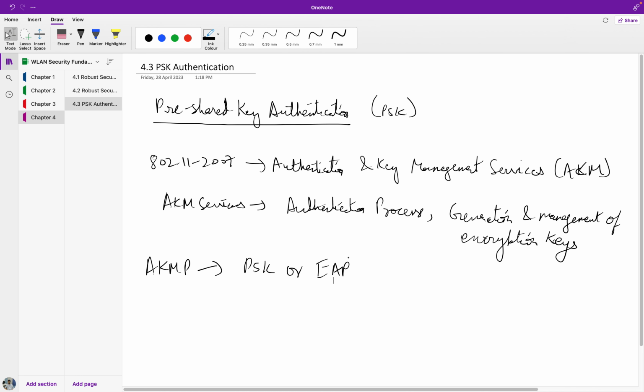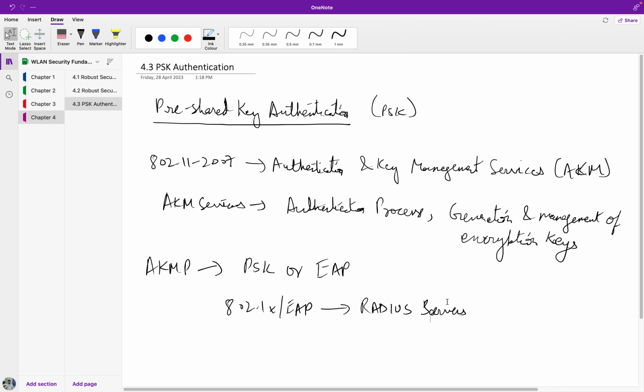Now 802.1X, also known as EAP authentication, requires a RADIUS server. I'm going to talk in a lot more detail about EAP in the coming chapter. It does require a RADIUS server and advanced skills to configure and support it.